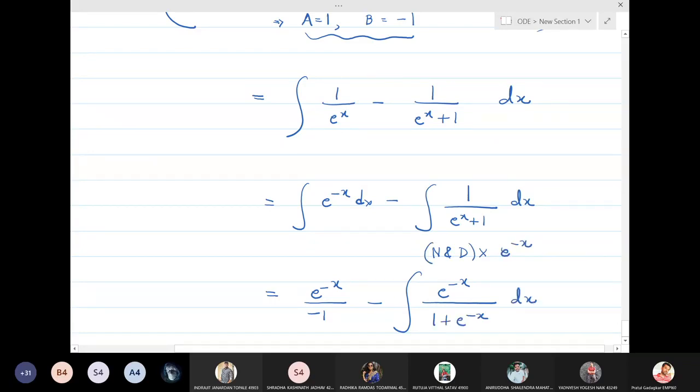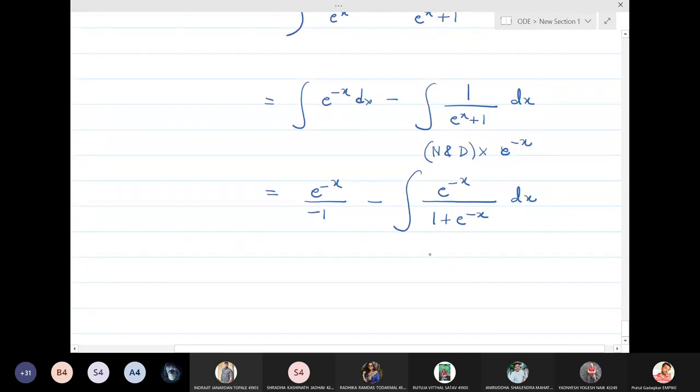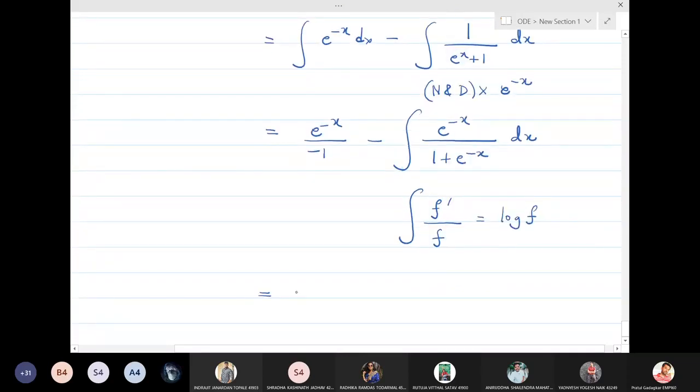Now I see that the numerator is the derivative of the denominator, so it is of the form f dash upon f, which we know is log of f. So this is minus e power minus x minus log of the denominator, 1 plus e power minus x. So this becomes your ax.